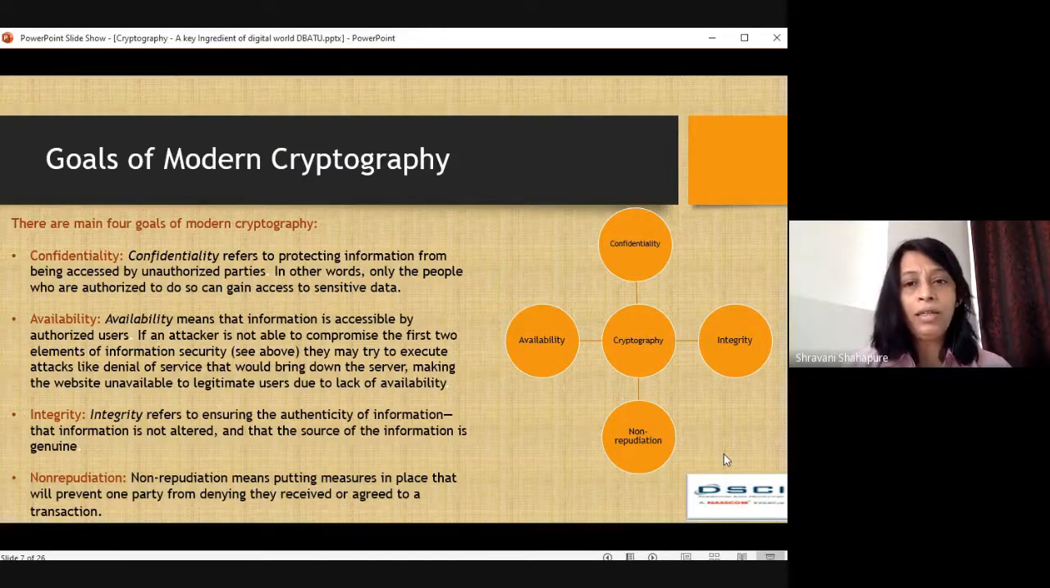Another goal which I think is very important for cryptography in recent days is authentication. Like, who is that person, or who is that system? So it is very important to know whether the communication has been established between the right person or not, or the right system or not. So that is another goal of modern cryptography. We can move to the next slide.